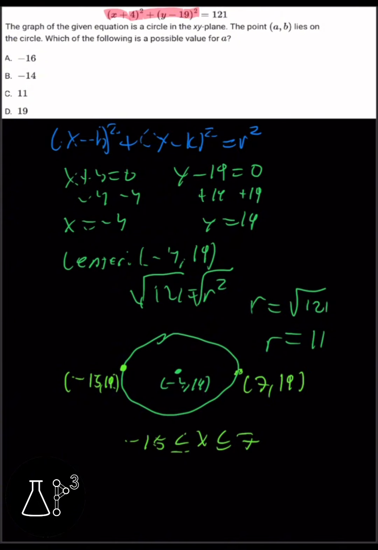So we're looking for the one that can be a possible value for A. It can't be −16 because it's not in the interval. It can't be −14... it can't be 11 because it's too big, and it can't be 19 because it's too big. Therefore, my answer is going to be B, because it's in the interval between −15 and 7, which are the lowest and highest values for x.